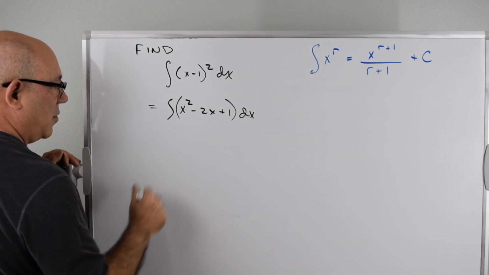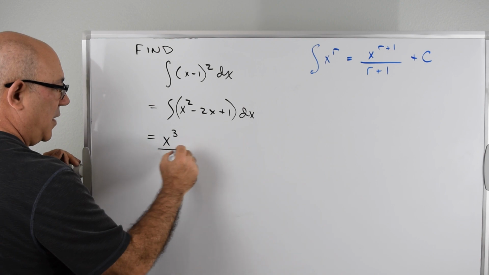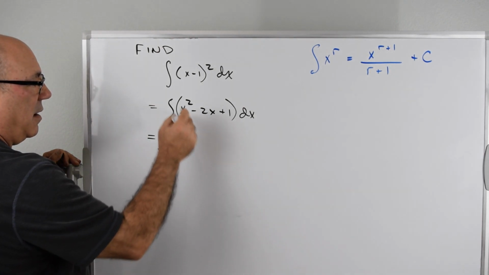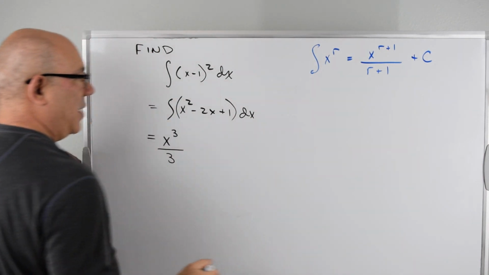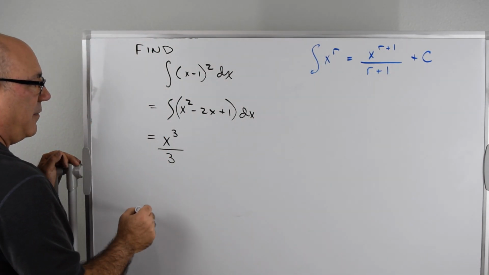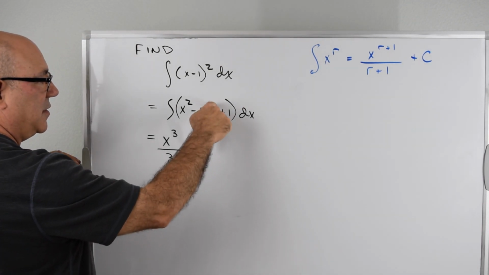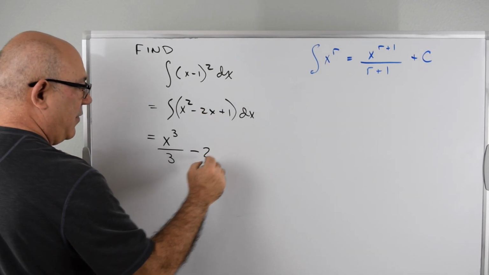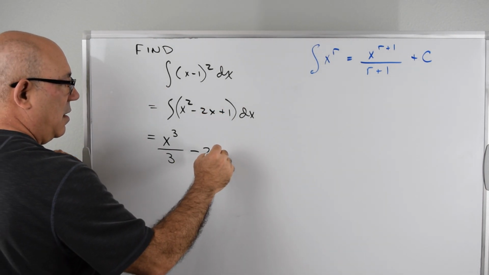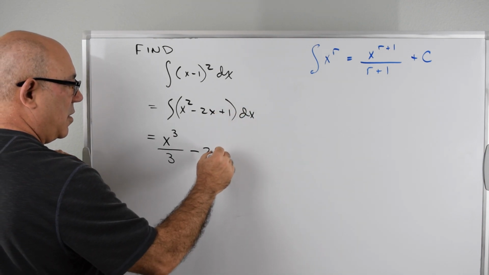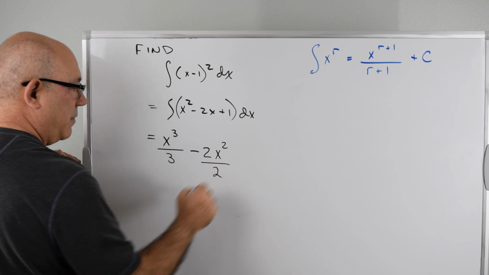So we have x squared, so this is going to equal x cubed divided by 3. Why? r is 2, so add 1 and then divide by that same result, so 3 and 3. Great. Then we're going to take the second term and do the same thing. In this case, r is 1. We have the minus 2, that carries over. r is 1, so we're going to add 1 to it. We're going to get x squared, and we're going to divide by the same number, 2.